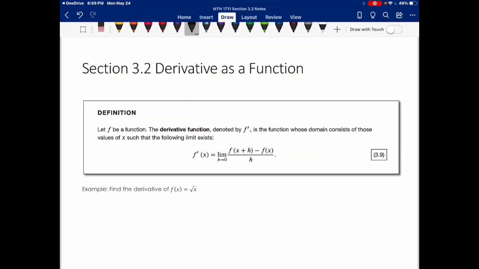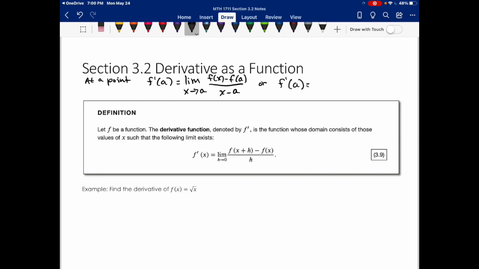In this section, we're going to talk about derivative as a function. Now, in the previous section, we talked about finding the derivative at one single specific point. And we had two equations for that. So we had, let me make a note of this. Let's see, we'll put at a point, the derivative at a is the limit as x approaches a of f of x minus f of a over x minus a.